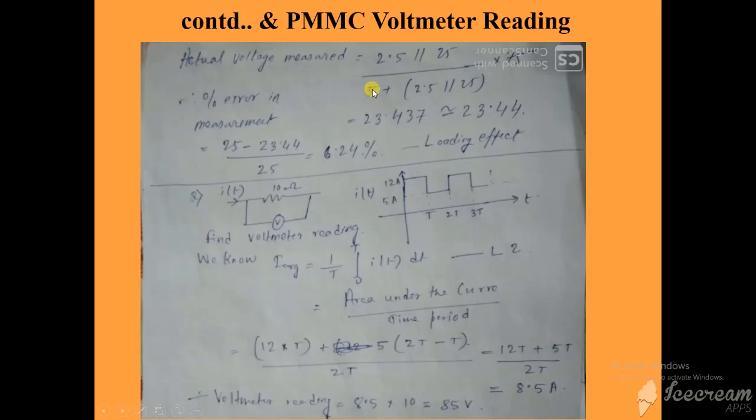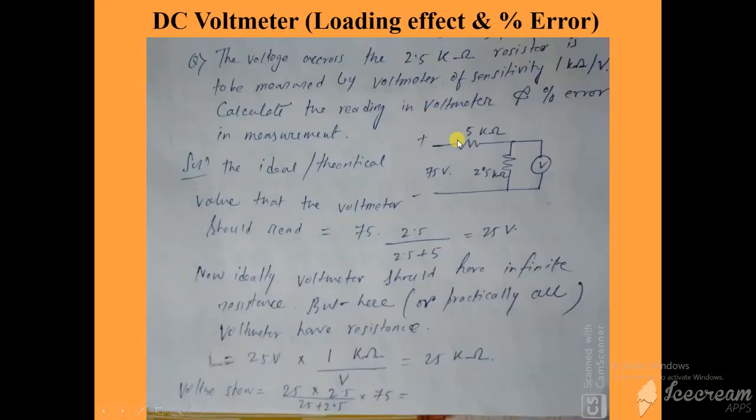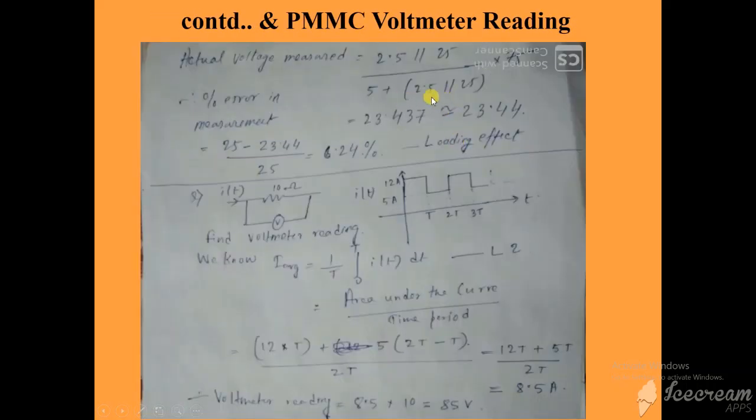The 5 was initially in series. So it is 2.5 parallel to 25, divided by 5 plus 2.5 parallel to 25, into 75. 75 was the input voltage applied, right? So it will come as 23.44 nearly. The percentage error is the actual value minus the practical value, divided by the actual value, into 100, right? If you multiply by 100, it becomes a percentage.